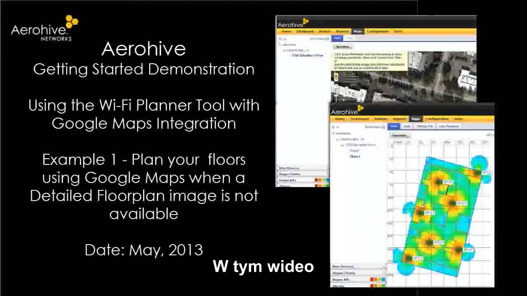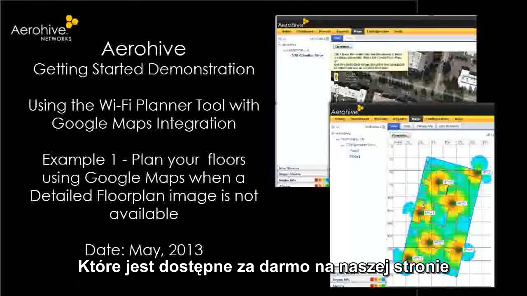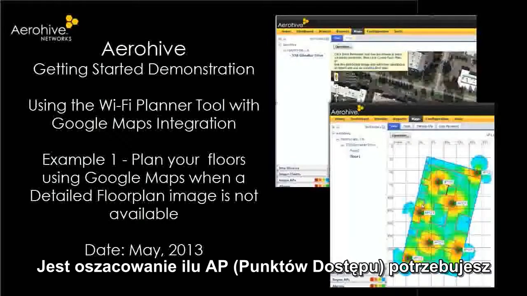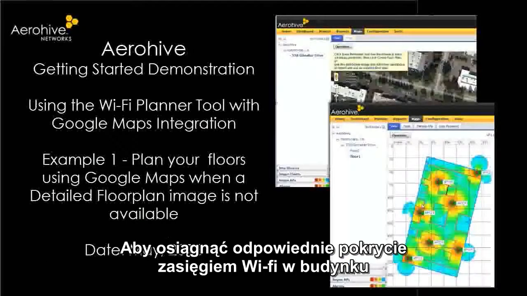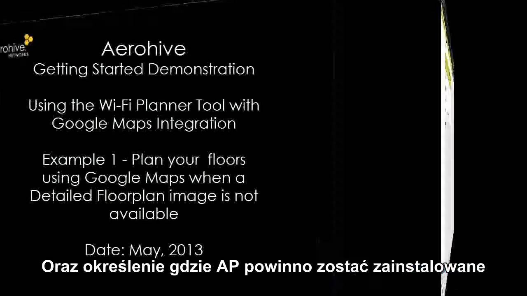In this video, I will give you a quick introduction to Aerohive's Wi-Fi Planner tool that we offer for free on our website and as part of our product. The main goal of this tool is to estimate how many APs you will need in order to achieve the appropriate Wi-Fi coverage for your building, as well as to help determine where APs should be installed.